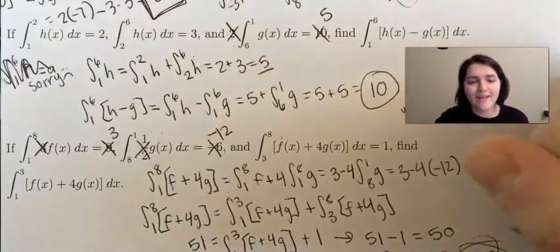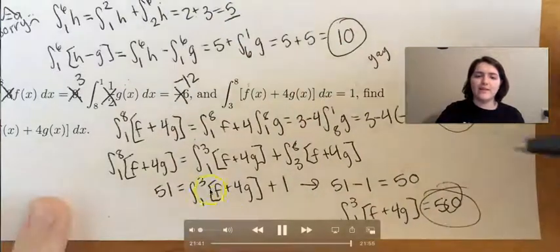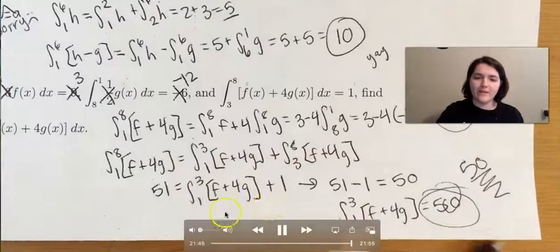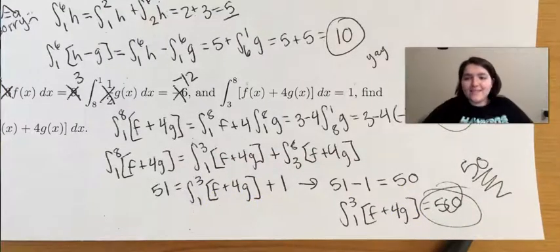So the 3 and the 1 limit, the thing we want to find is right there. We use algebra to basically solve. We do 51 minus 1, that equals 50. So then we have this whole thing equals 50. 50 is the answer. And that is the last question. So we're done. Yay.